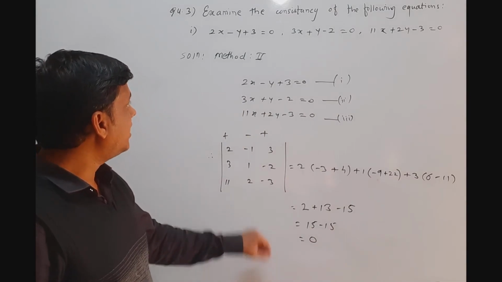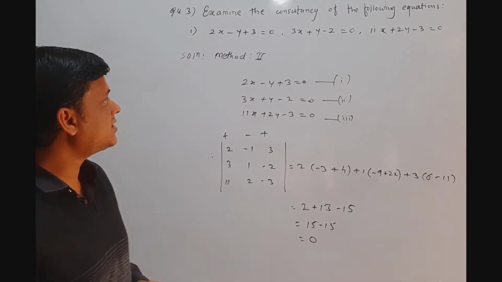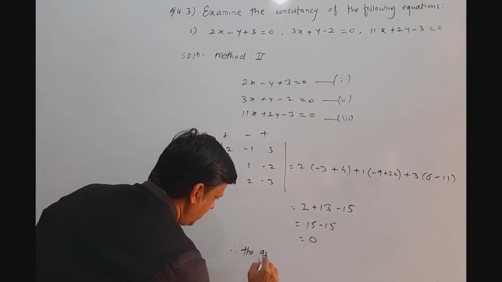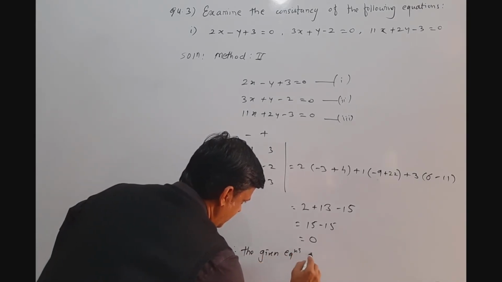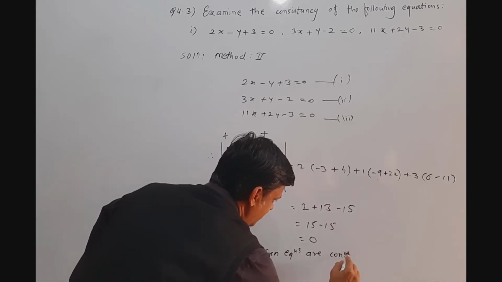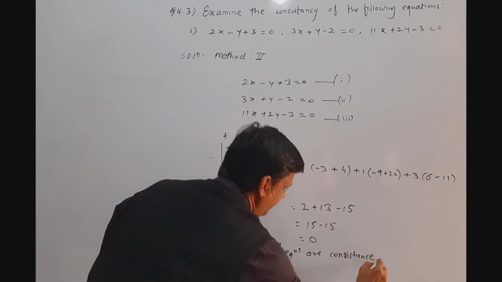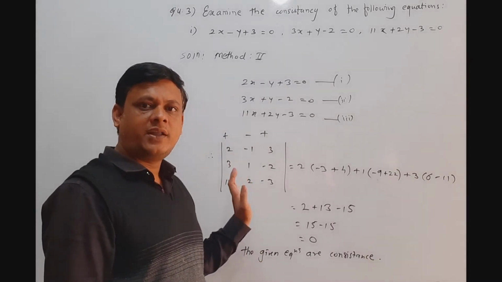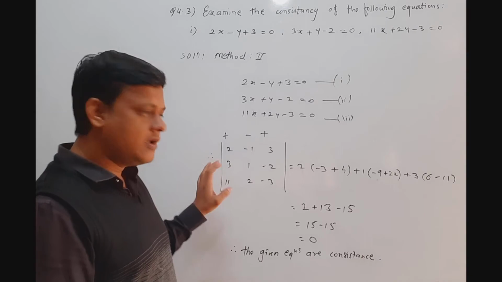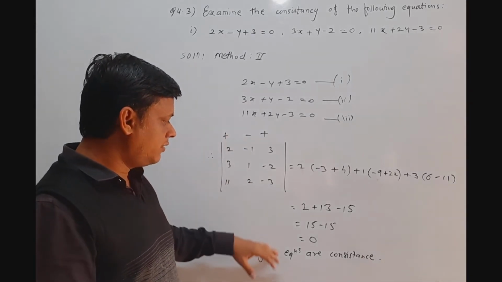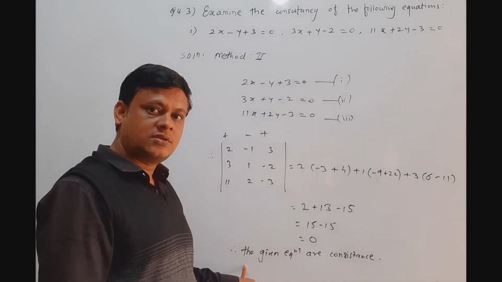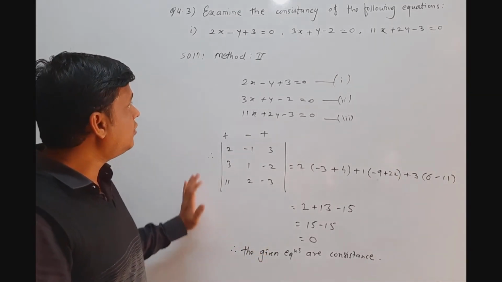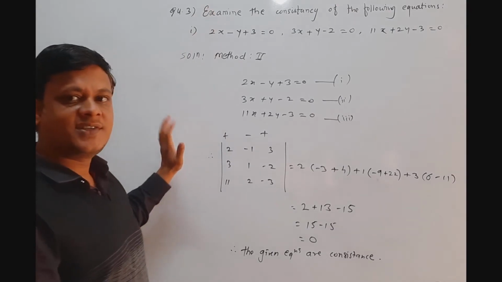So here we say the given equations are consistent. Now here from this method we cannot find the point of concurrence. That means for finding the value of point of concurrence we have to solve the simultaneous equations. This method we use only for checking the consistency.